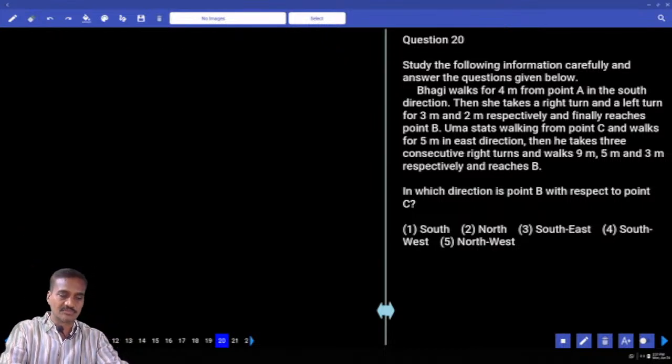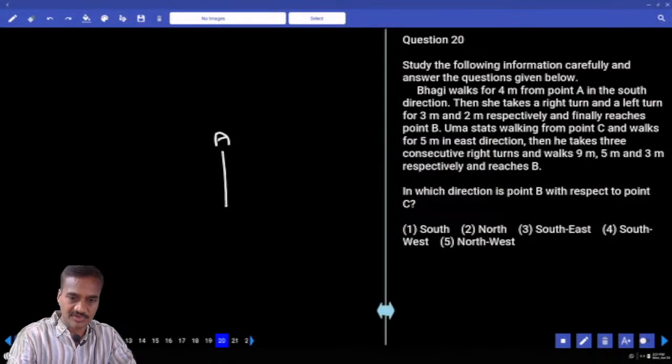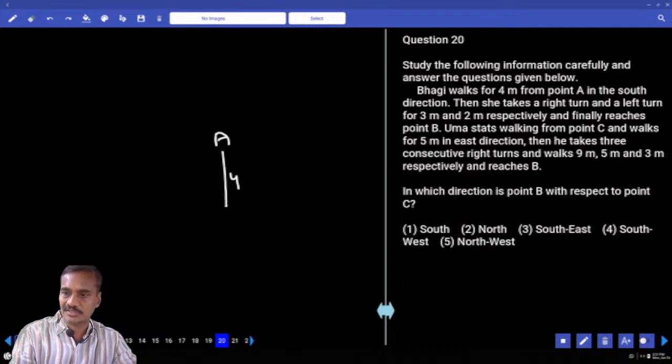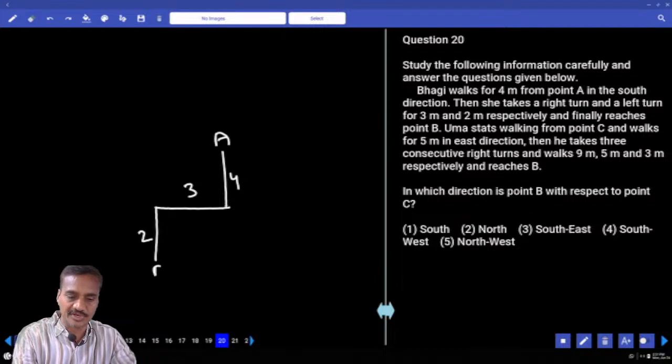Then coming to question number 20. Now Bhagi walks 4 meters from point A in the south. Now from point A. A is here. From here Bhagi walks how many meters? 4 meters. And in the south, right. Then she takes a right turn and a left turn. The right turn is how many meters? 3 meters. Then the left turn, how many meters? 2 meters respectively. And finally reaches point B.